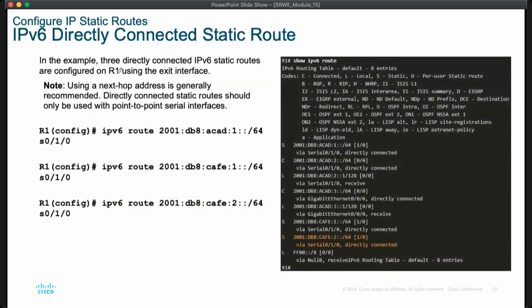IPv6 directly connected static route. In this example, directly connected IPv6 static routes are configured on R1 using the exit interface. Using a next hop address is generally recommended. Directly connected static routes should only be used with point-to-point serial interfaces. This one.